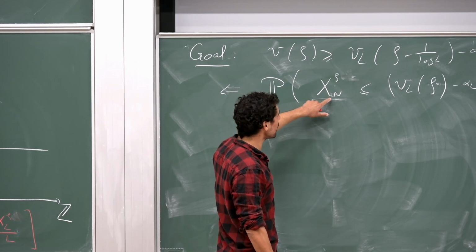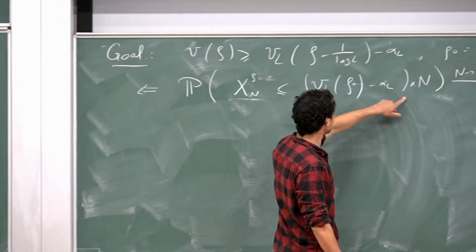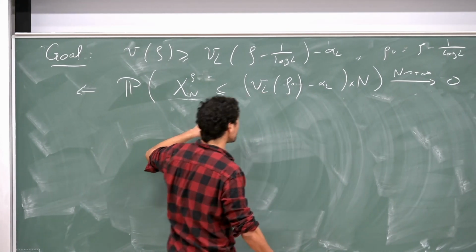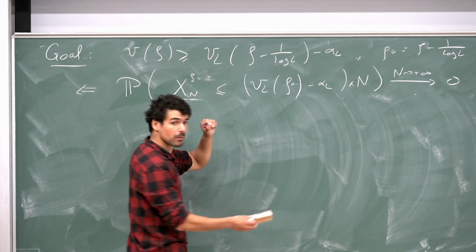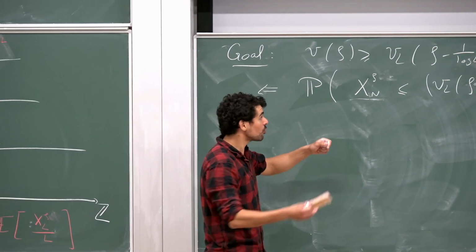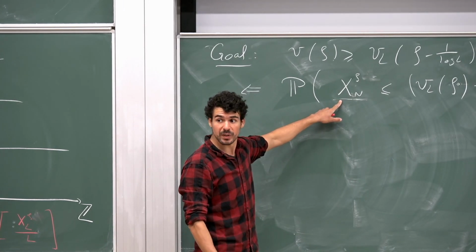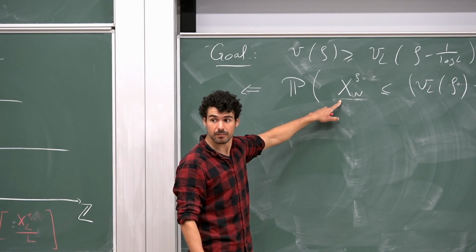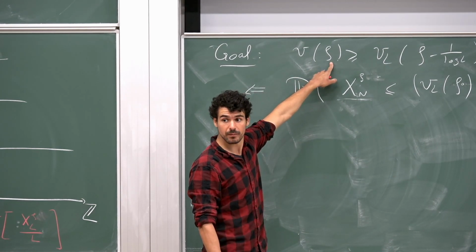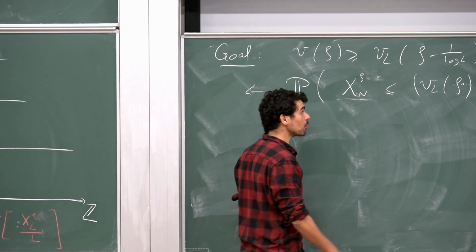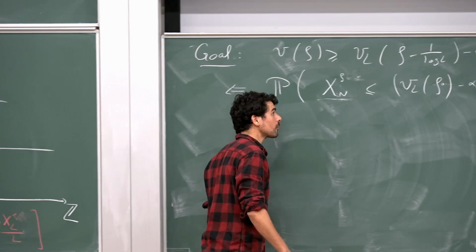So if this probability goes to 0, it means that this quantity has to be smaller than V of rho. Otherwise you would have a decent chance to be larger than your speed. So this probability going to 0 implies this inequality, because you will have no chance to go slower.